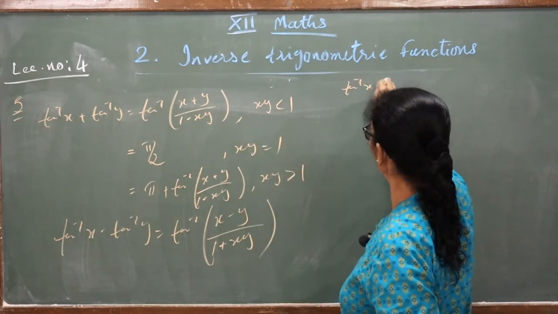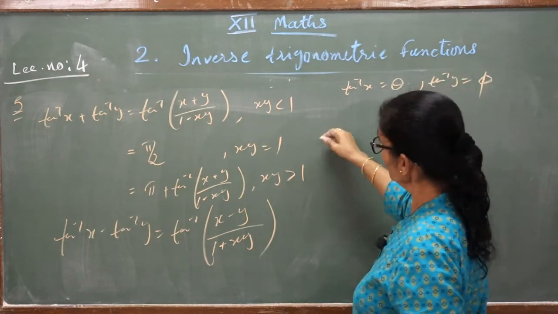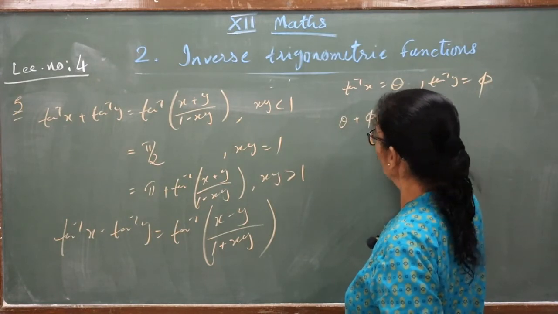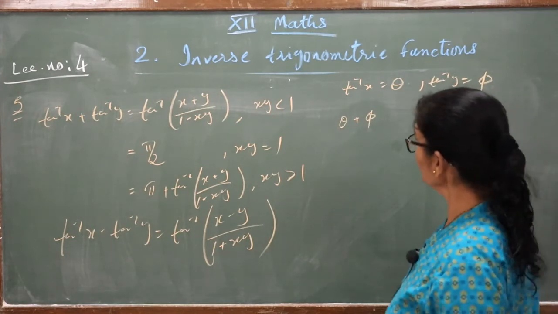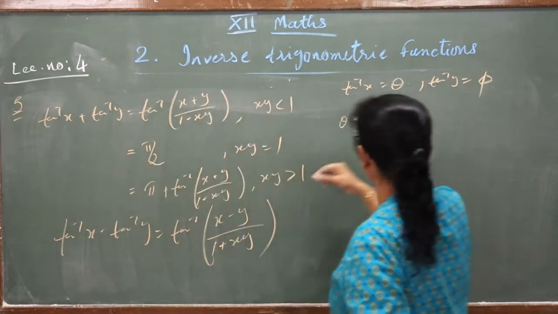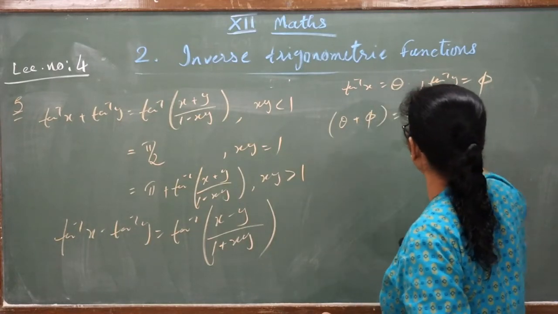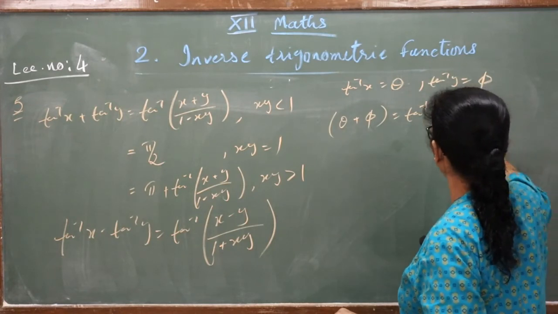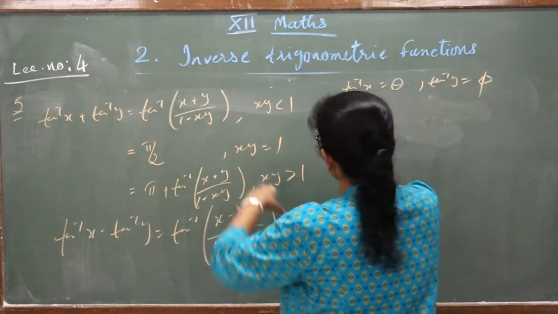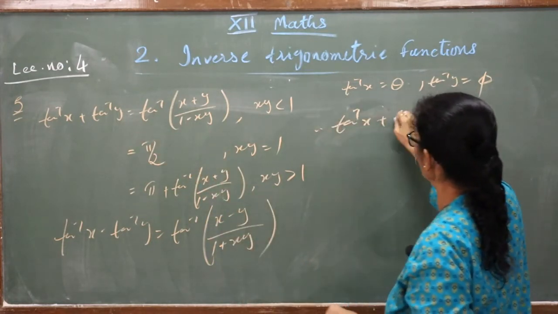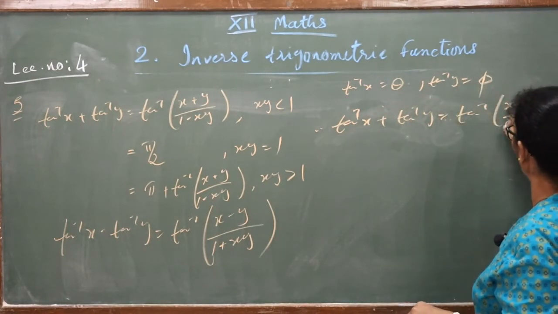Tan inverse x equals theta and tan inverse y equals, let's take phi. So we can take theta plus phi. Okay, theta plus phi I have taken. So what to do? If I shift this tan to this side, so theta plus phi equals tan inverse of x plus y upon 1 minus xy. Wait a minute, I just shift this term only, so it will be clearer and easier for you.